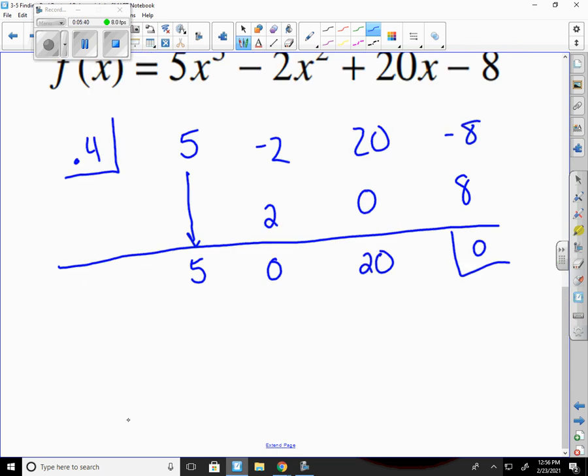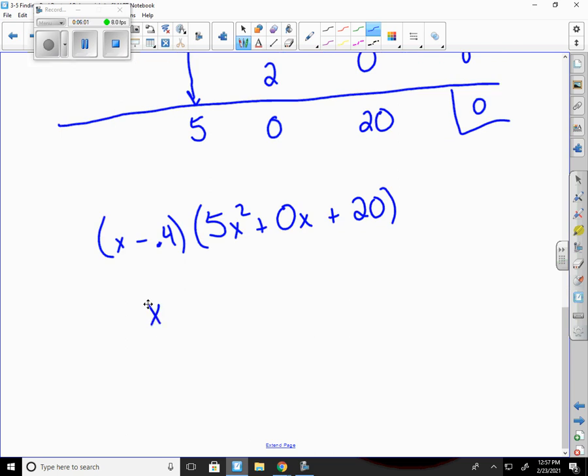Start backfilling. I now have 20. That's positive. 0x and 5x squared. Since this is a 0x, it means that there's no x there at all. So really, this is just x minus 0.4 times 5x squared plus 20.